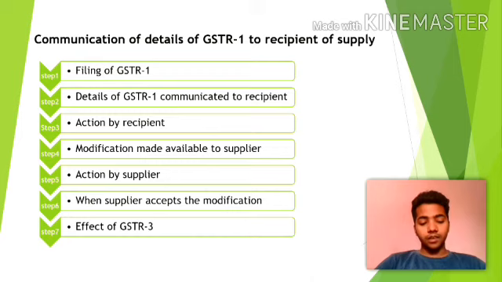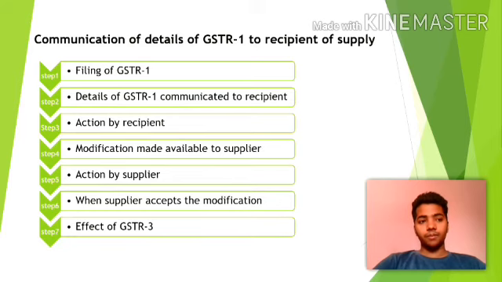And the next step is effect on GST return 3. Such amendment details of outward supply are reflected in Form GST return 3 to be filed by the supplier on or before the 20th day of the month succeeding the relevant month. So these are the steps relevant in the communication of details of GST return 1 to the recipient of supply. If any of these steps is missing, then the communication of details of GST return 1 is not fully established between them.